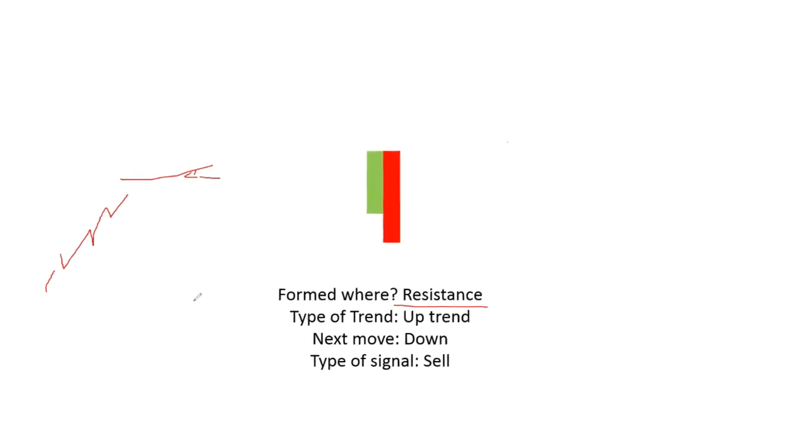So if it's in an uptrend, we can expect the next move to be downwards. This is what you can expect from it. It shows that the bears are now strong, that the sellers are now strong. They came back with strong momentum. And the type of signal, we can see it as a sell signal.